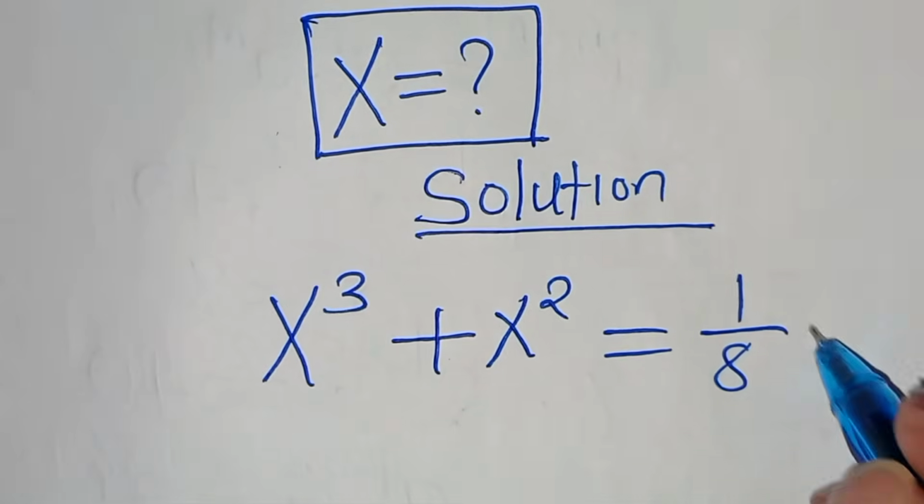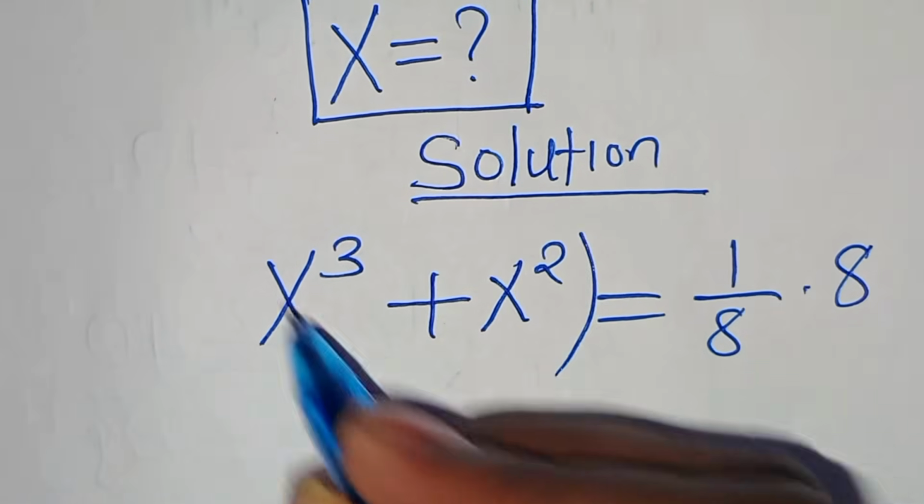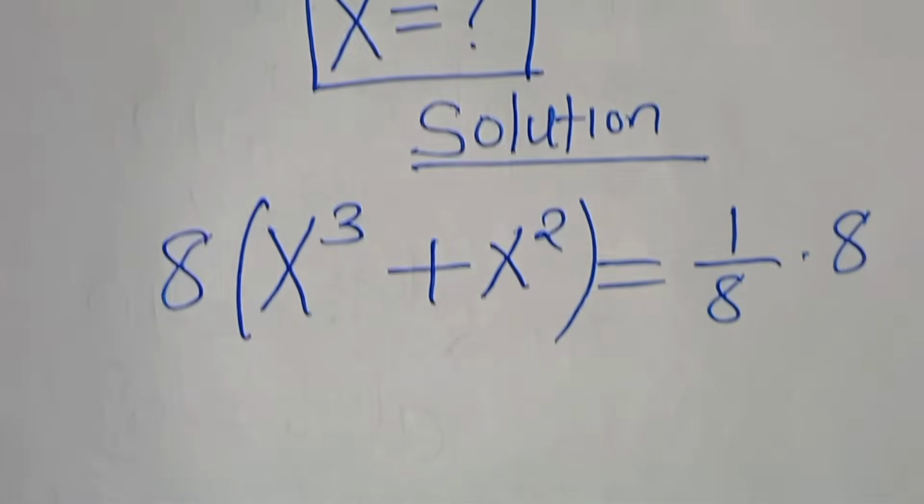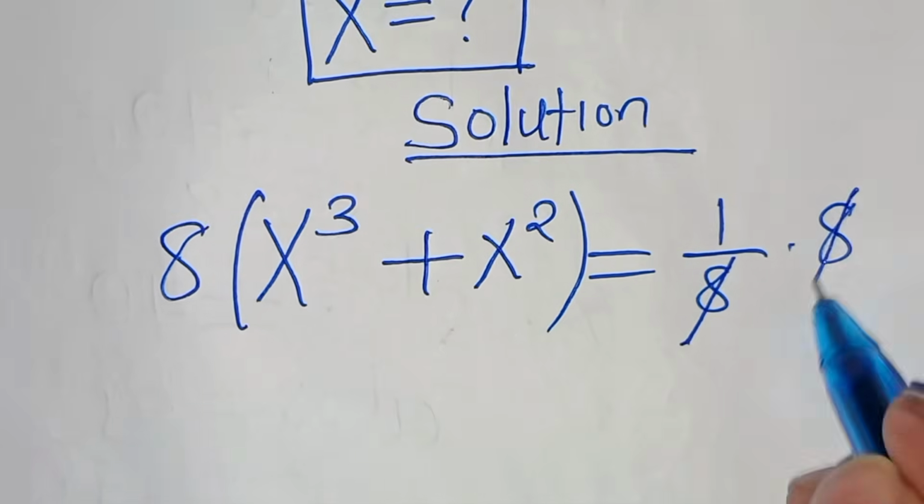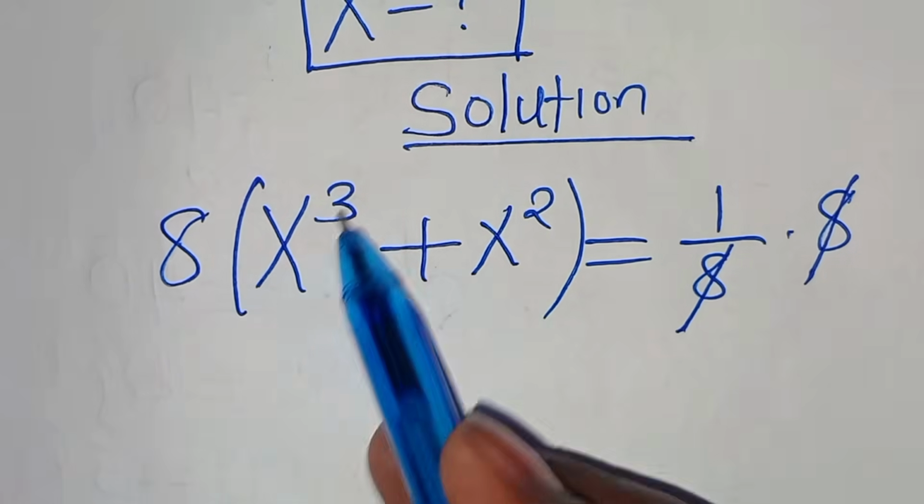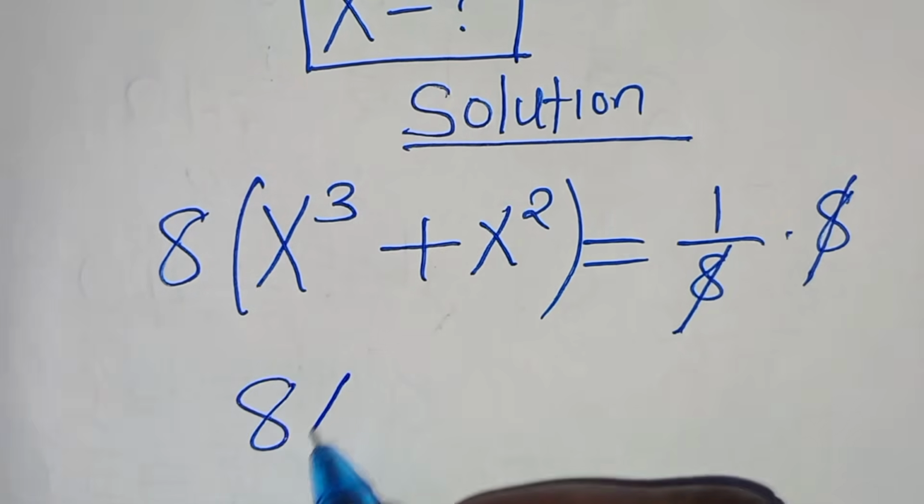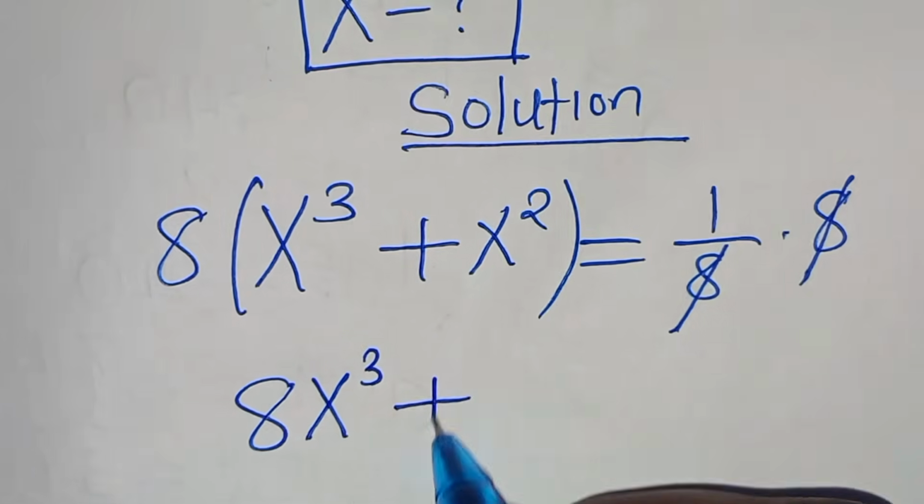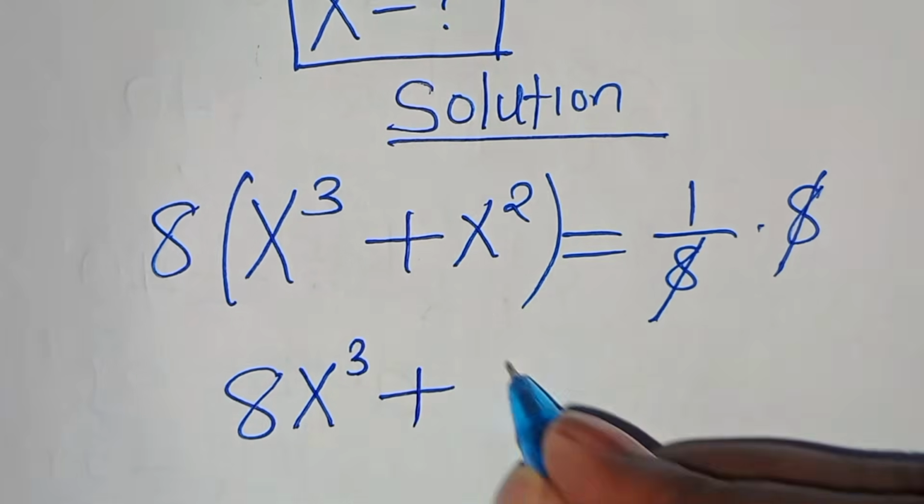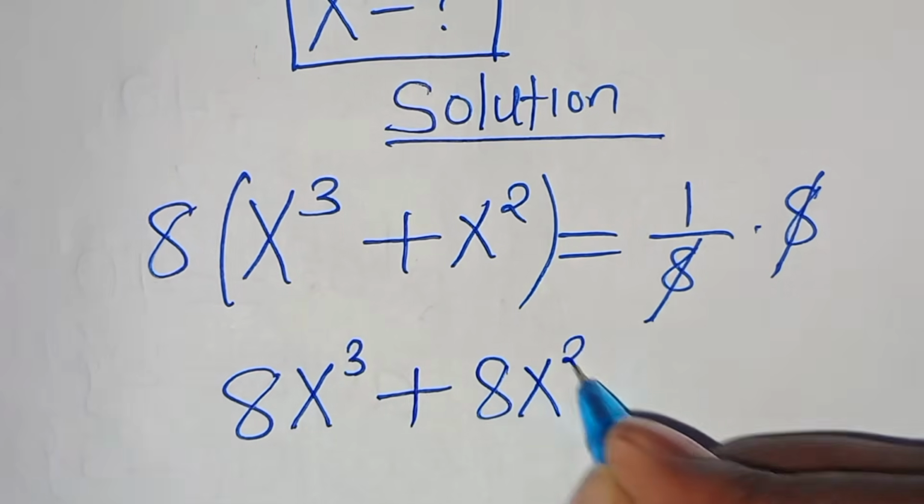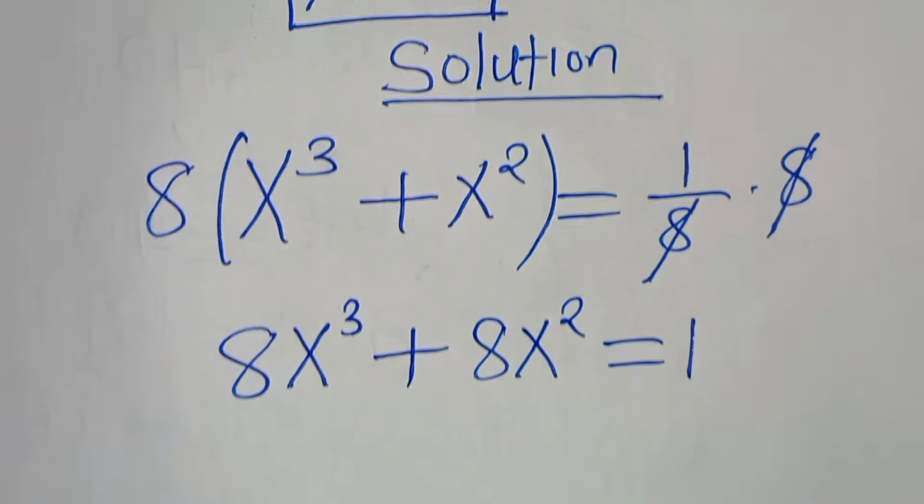The first step is to multiply both sides by 8 so that we simplify 8 and 8 here. So this is 8 times x to the power of 3, this is 8x to the power of 3, then plus 8 times x squared, this is 8x to the power of 2. This is equal to 1.